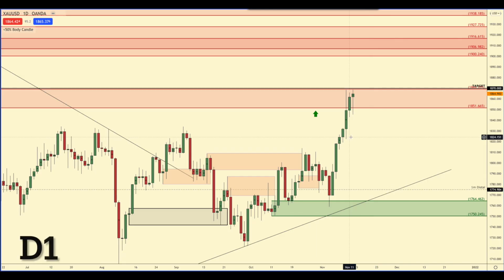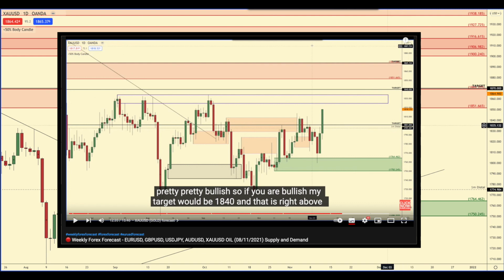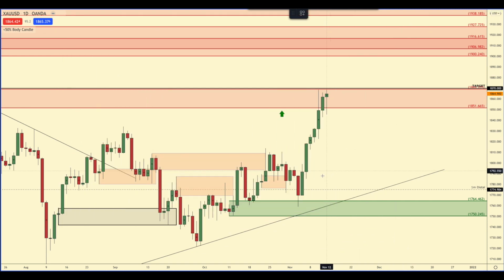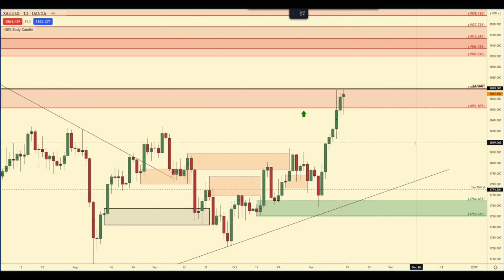All right, on to gold, XAUUSD. The past week, I talked about how if you're bullish, my target would be 1840 as you're seeing on the screen there. So if you watched last week's forecast, very nice if you got in long. I would not be shorting gold right now. This momentum is way too strong on gold.